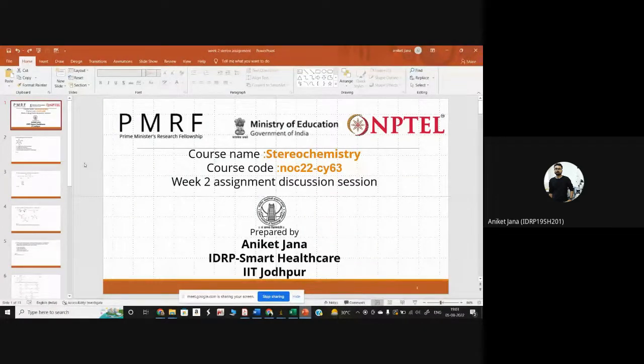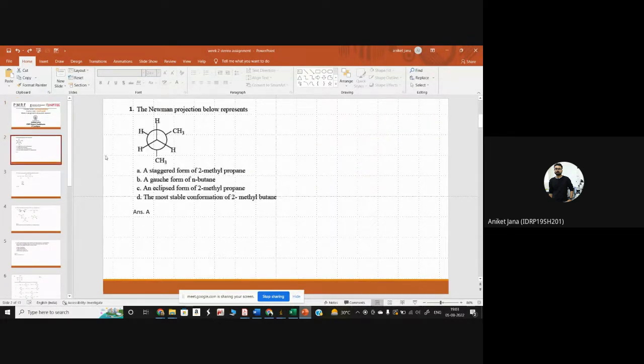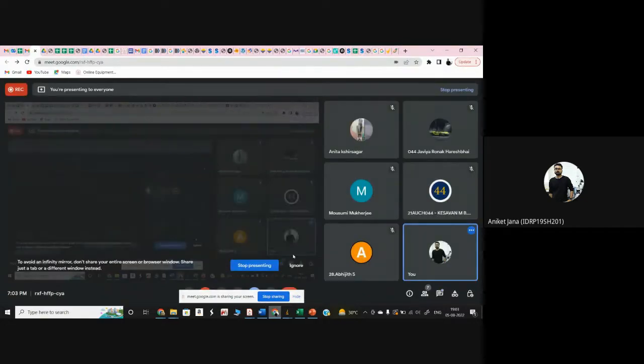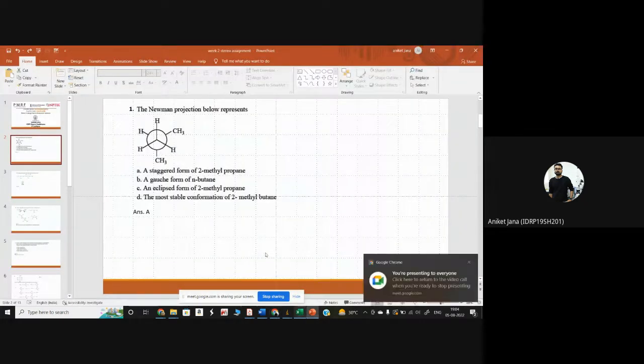Okay, so let's start today's discussion. Our first question is the Newman projection of the molecule below. A projection formula is given, and there are four options. So, which one is correct, do you think? Please interact with me, otherwise it is a very boring session.